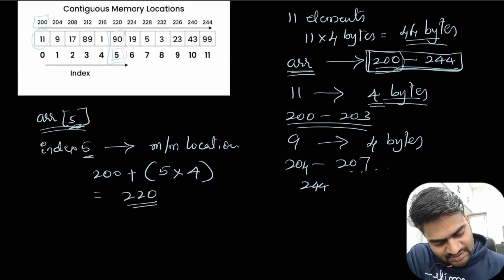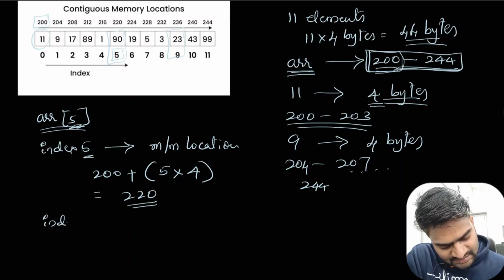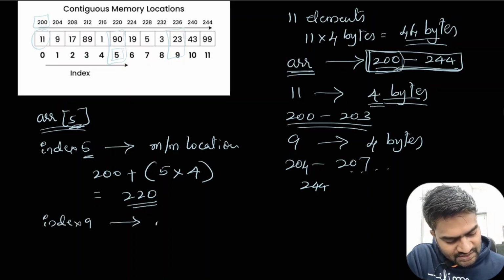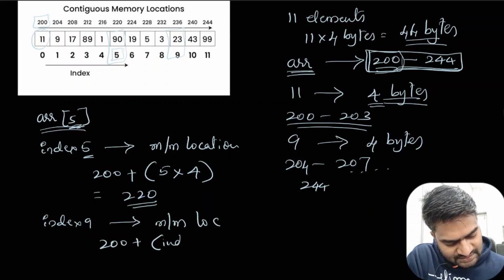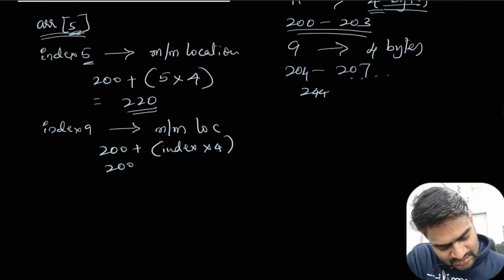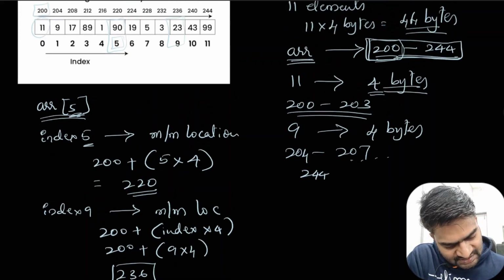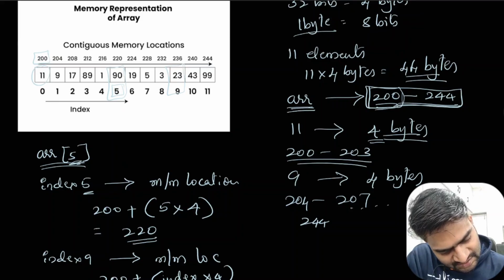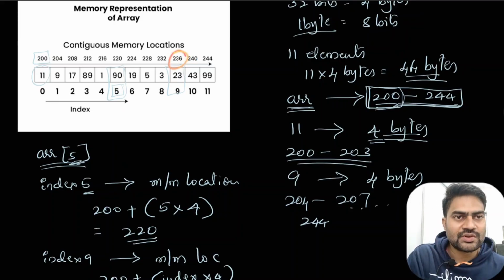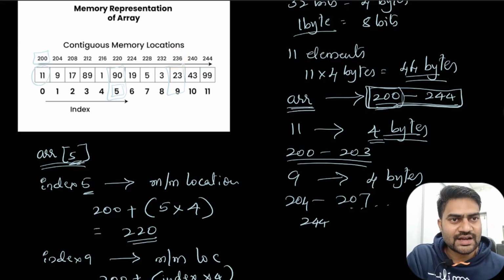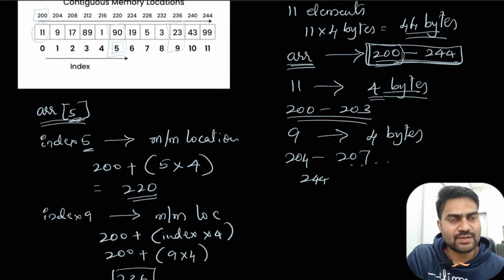Let us take one more example. Let us consider this 9, at index 9. Then how do we get the memory location? 200 plus index times 4. So that is nothing but 200 plus our index 9 times 4, which will be 236. If you see in the example here, it is 236. That's how encoding and decoding of the memory locations happens.